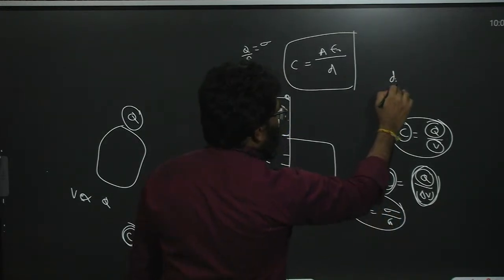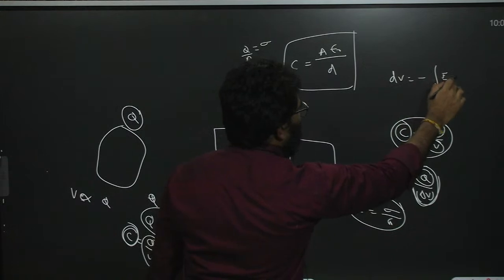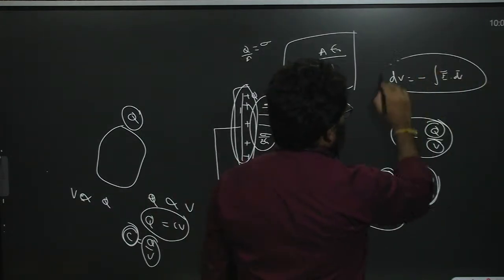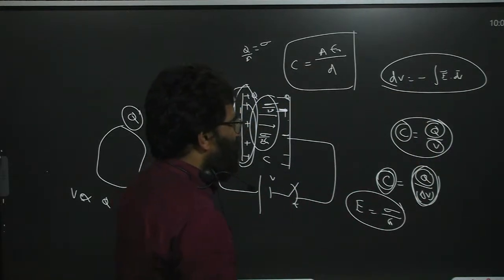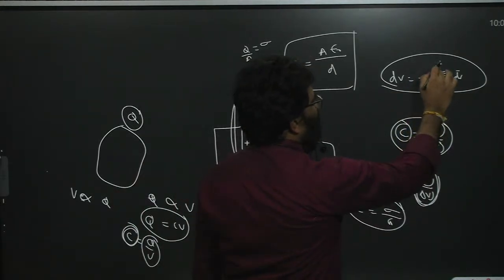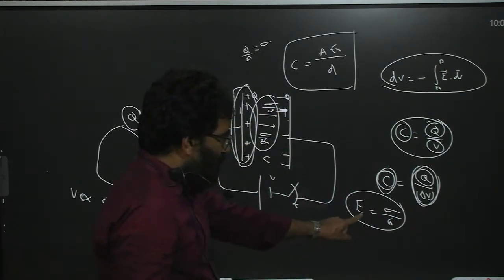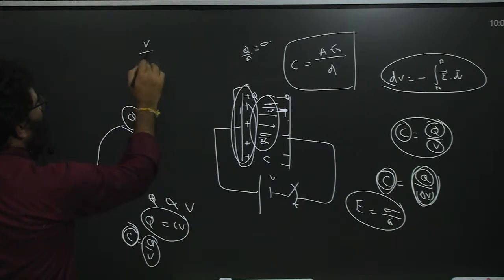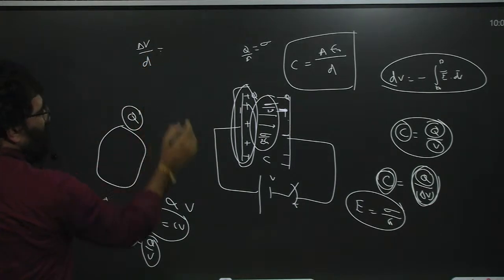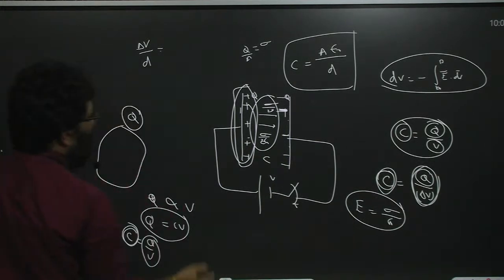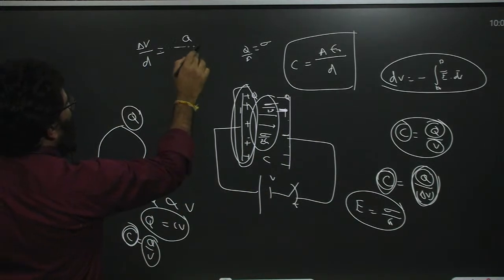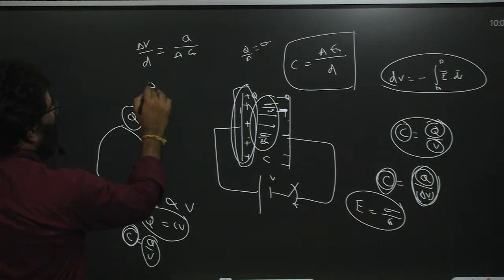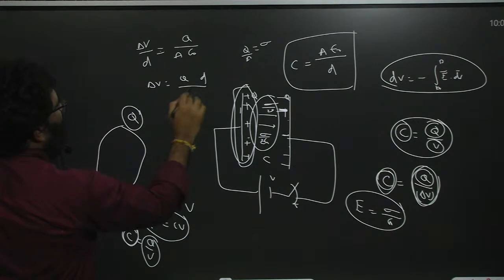So dV is equal to minus integral E dot dr, just taken from A to B, Q1 to Q2. Now sigma is Q by A epsilon naught, and E is equal to delta V by D. So the electric field is sigma, which is Q by A epsilon naught. So delta V is equal to Q D by A epsilon naught.